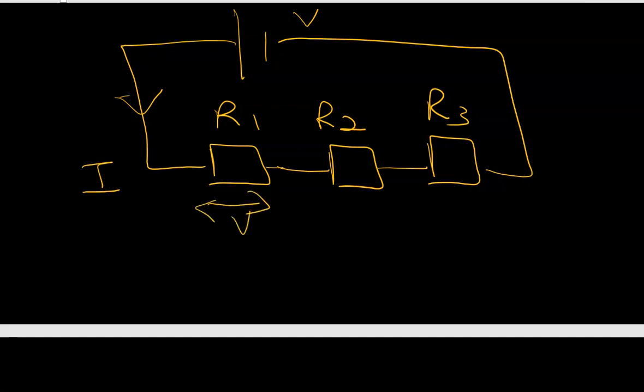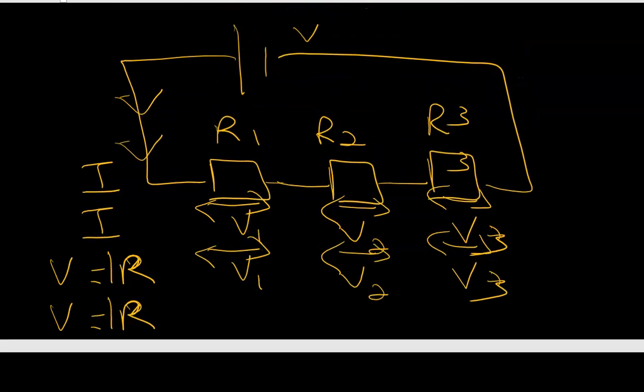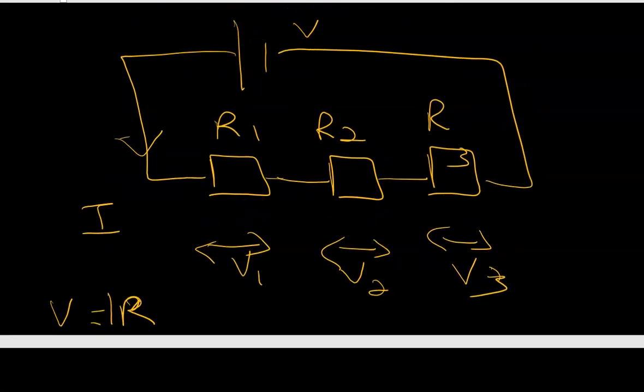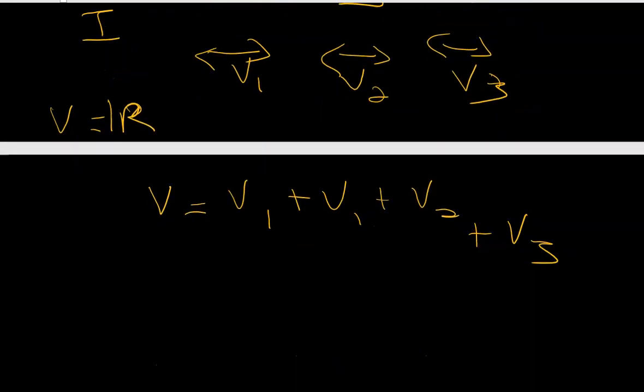Here my voltage will separate. You're probably wondering, why? Because if I have different resistances, I need different quantities of energy in order for my charges to move across each of the resistances. So you're using V equals IR, assuming that they are ohmic conductors. The total voltage of the battery is V1 plus V2 plus V3.